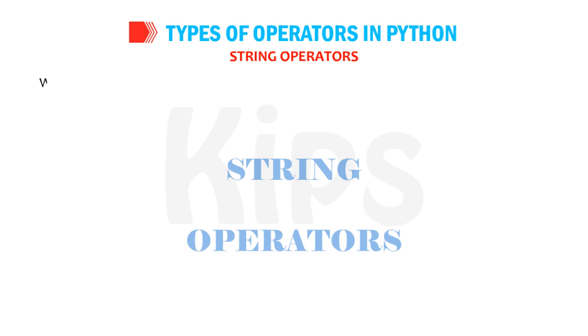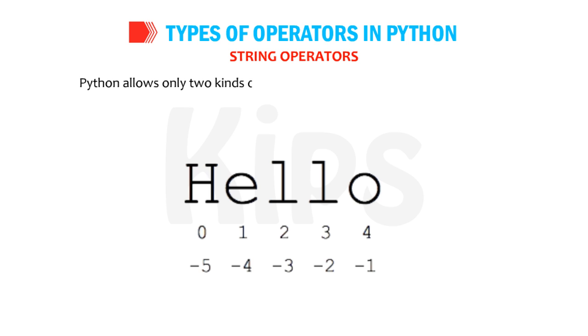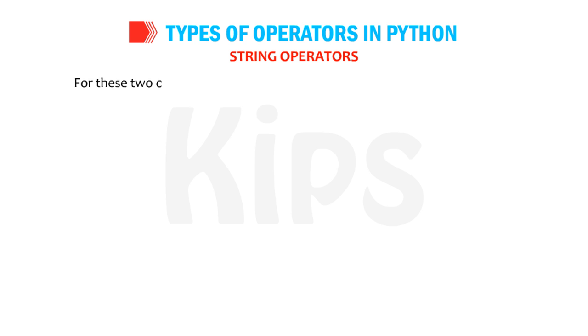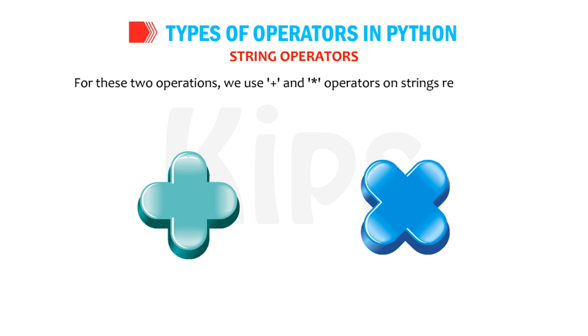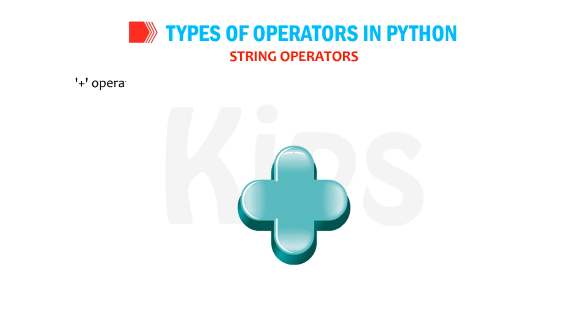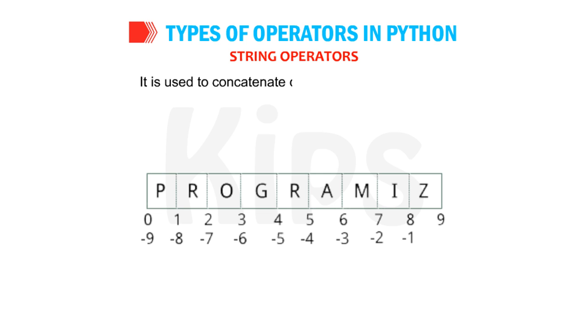String operators. While working with the string values, you may have to perform some operations on them. Python allows only two kinds of operations to perform on string data types. You can either join two strings or replicate a string multiple times. For these two operations, we use plus and asterisk operators on strings respectively. Plus operator is termed as concatenation operator when we use it with strings. It is used to concatenate or join two or more strings.